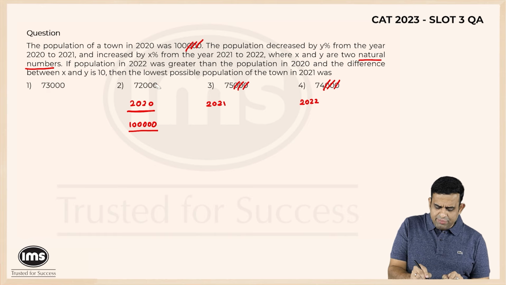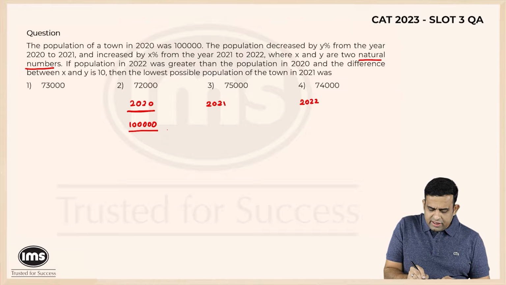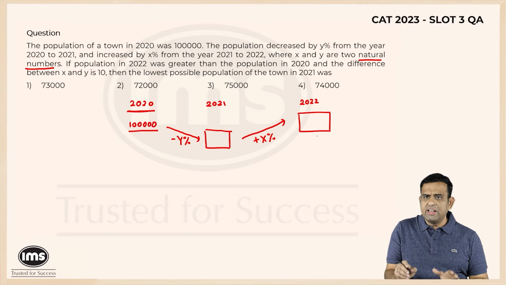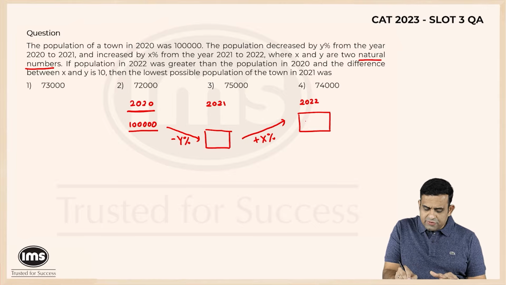So fine, for the time being, let's assume it to be 1 lakh only. If it is 1 lakh in the year 2021, and then we can see a drop, a drop of, one can say, y%. You arrive at a certain number, then you increase it by x%, and the value over here is more than 2020. What does that mean?